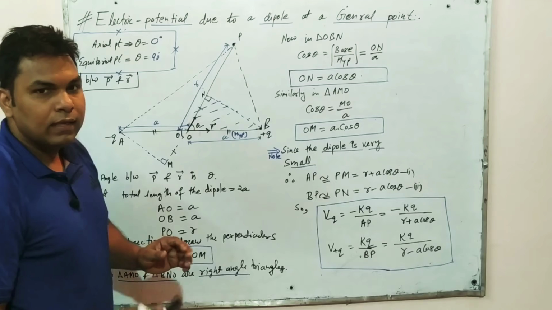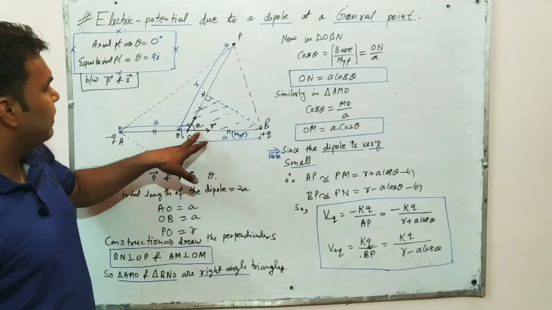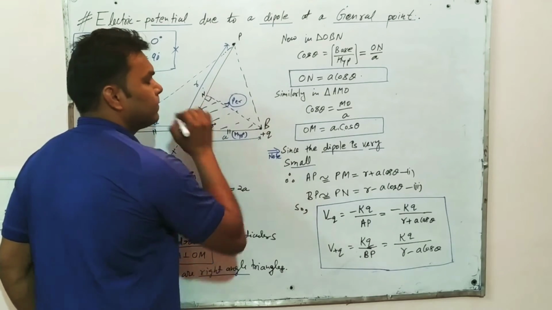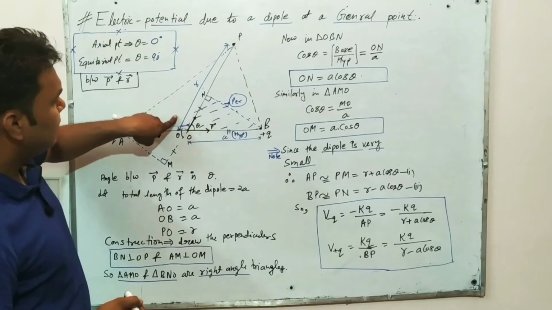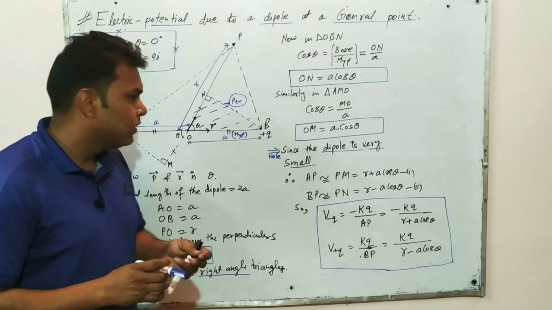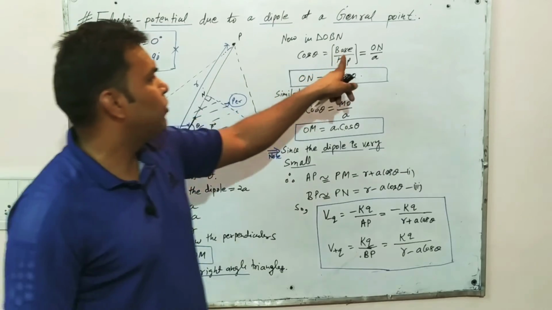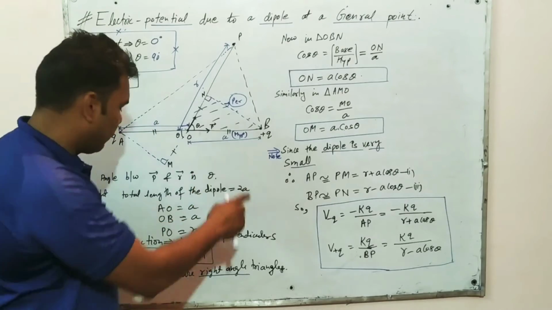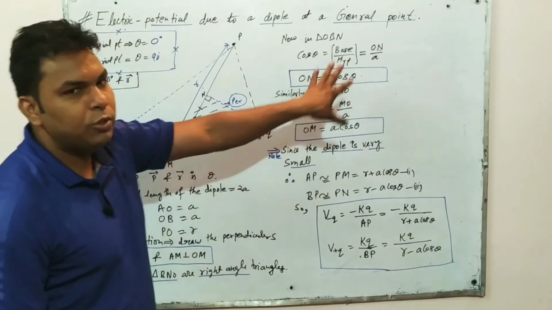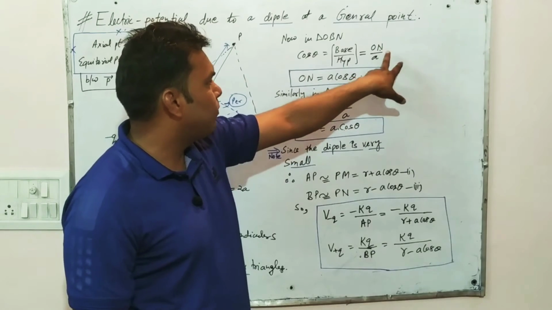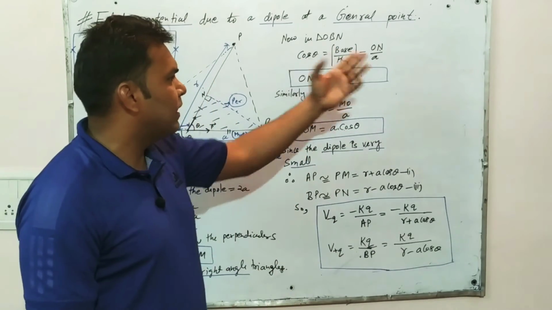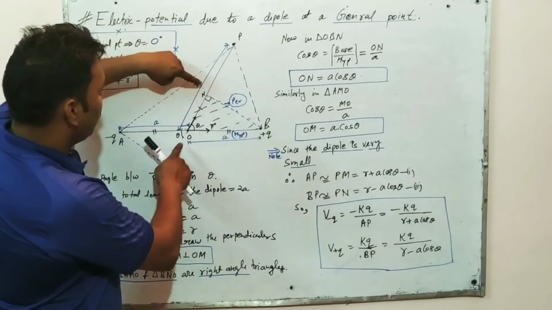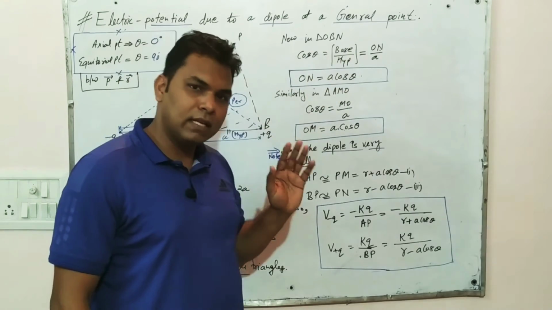Now the side in front of angle theta is called perpendicular. So this is our perpendicular. The remaining side is known as base. Clear? So our ON is base. The value of the base is ON, and the value of the hypotenuse, which is OB, is a. So we put the value of the base and the hypotenuse: cos theta equals ON upon a. From here we have ON is equal to a cos theta. So please remember the value of ON is a cos theta. Clear?